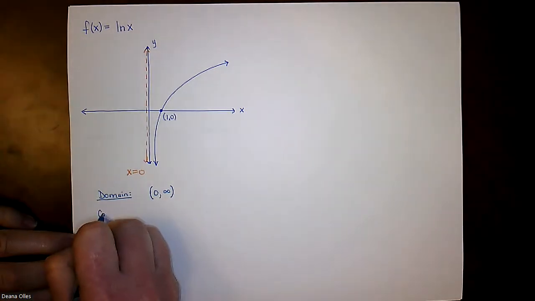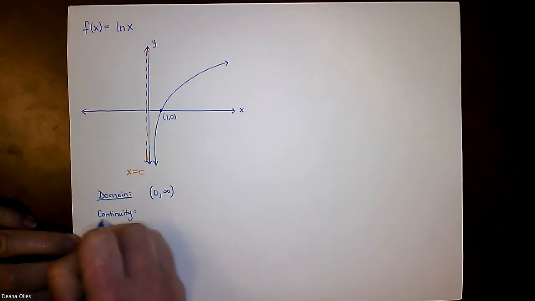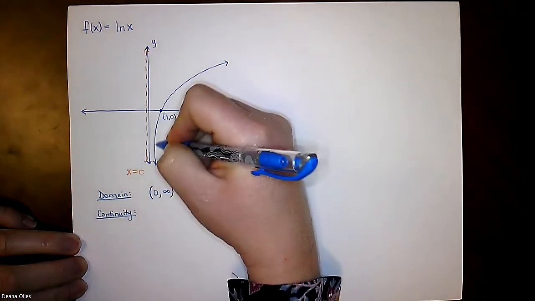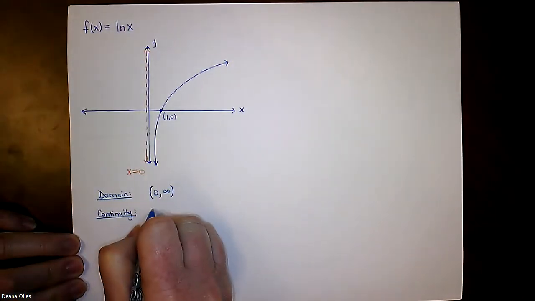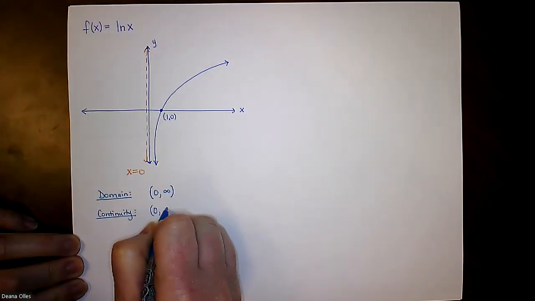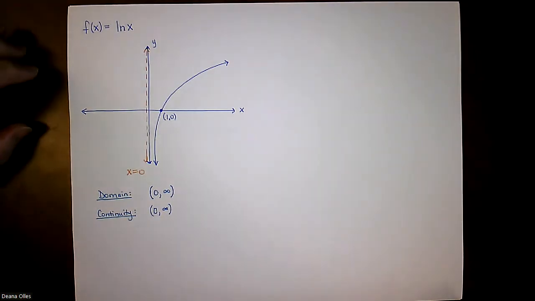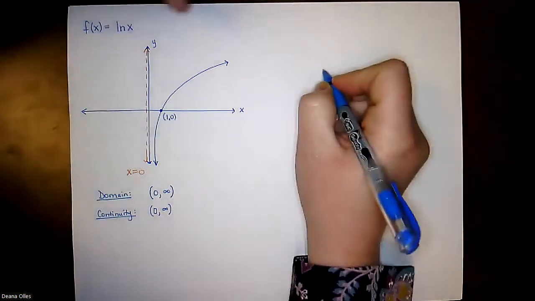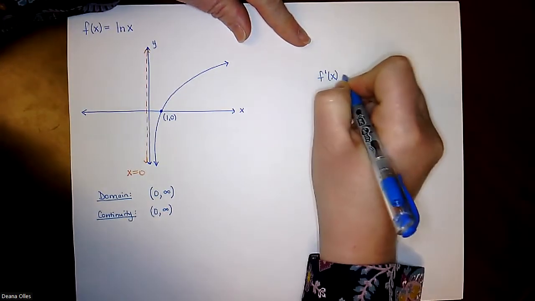All right, continuity here is easy as well because this is a smooth curve. Nice and easy to draw, no holes, no asymptotes after x equals 0. So the continuity interval is the same as its domain. All right, now it would be a good idea for us to go ahead and take the derivative of the natural log of x.